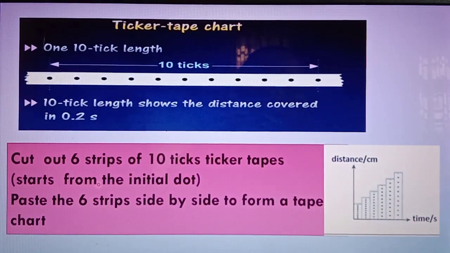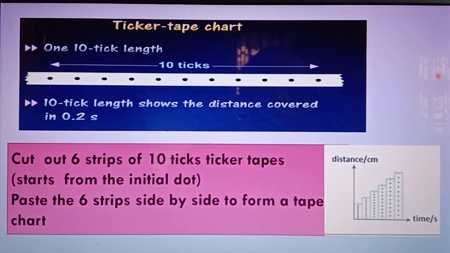Okay, look at how we produce a ticker tape chart. Let's say we have a very long ticker tape produced from the activity, maybe consisting of more than 50 ticks. So actually, from the ticker tape produced, we can make a tape chart. How to make a tape chart? We cut out 6 strips of 10 ticks each. You just count from the initial point. You can cut exactly on the dots, count 10 ticks, cut, and you get the first strip. Then you continue to cut another 10 ticks, continuing until you get 6 strips.